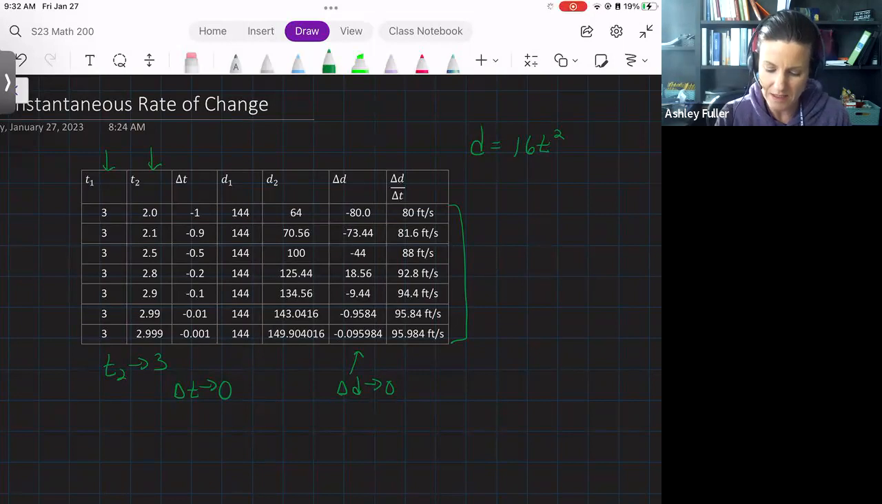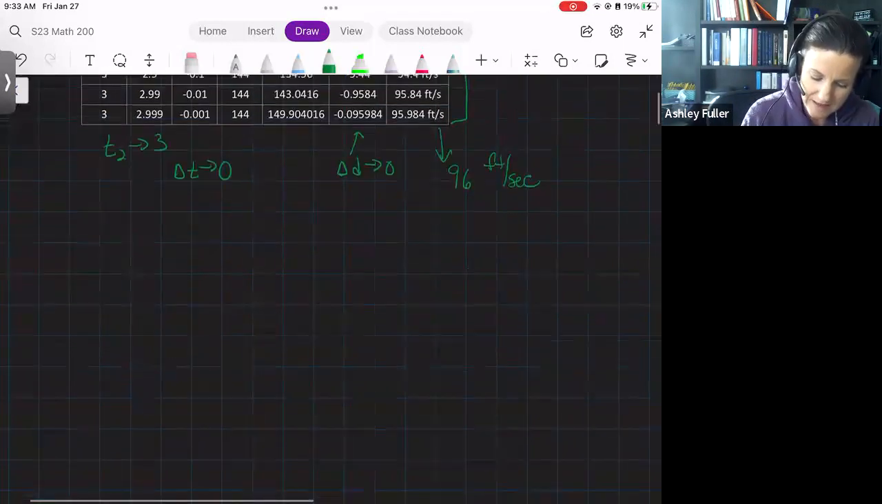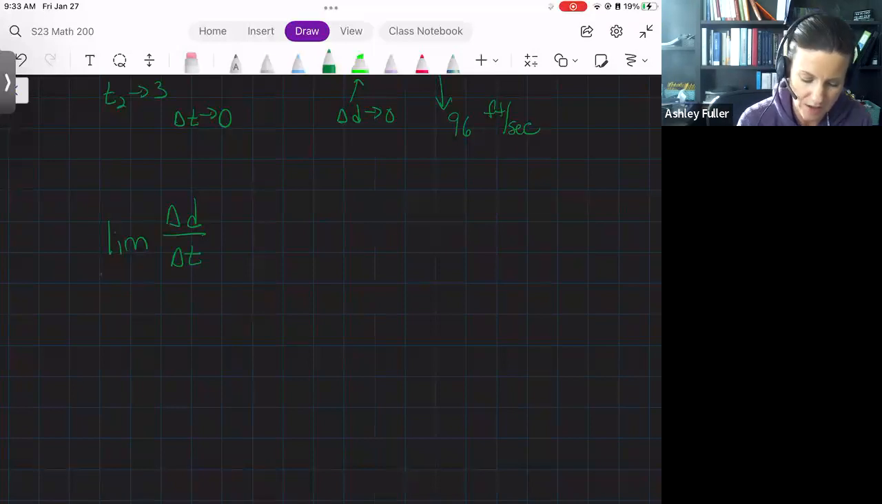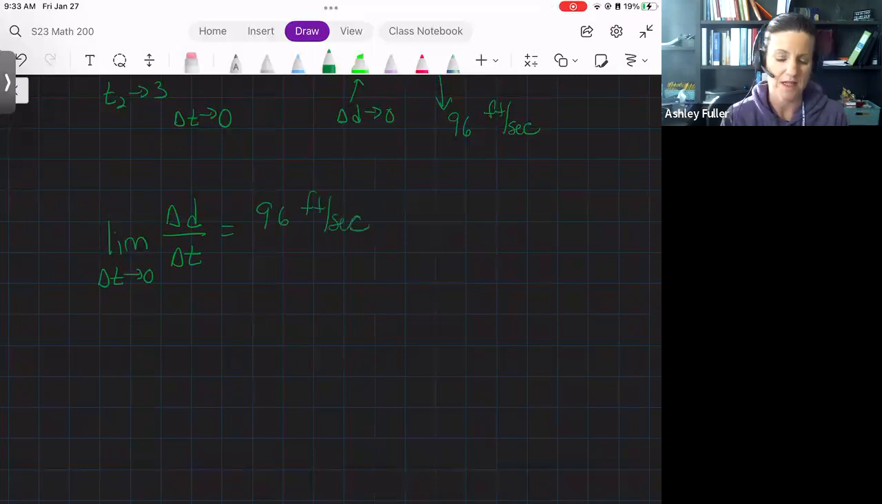And you're going to see here, this gets very close to our delta D over delta T, and you can see it's beginning to approach a value of 96 feet per second, which is an estimation of the instantaneous rate of change. What we can define this as is the limit of delta D over delta T, which is our average rate of change, as that change in time gets closer and closer to 0, in this case 96 feet per second.